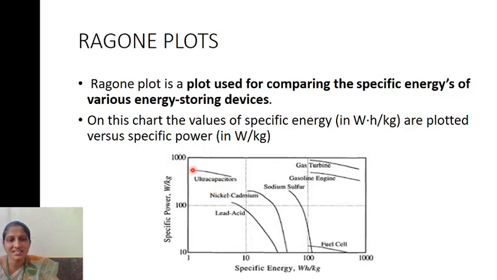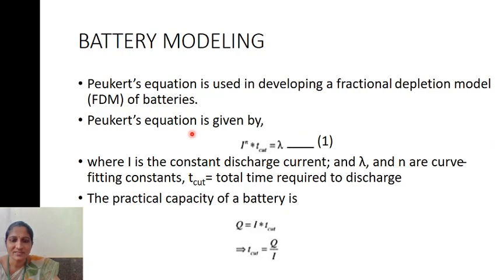You can see here, this is the ultra capacitors Ragone plot, and these three are the batteries Ragone plots, and the gas engine Ragone plots are these. And for the fuel cell, this is the Ragone plot. So these are the different plots for comparing the specific energy for various energy storing devices. Okay, this is the Ragone plot.